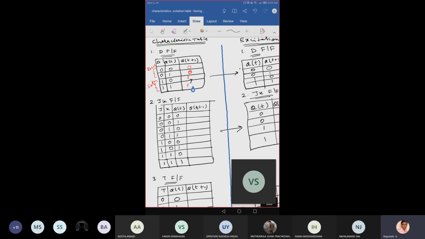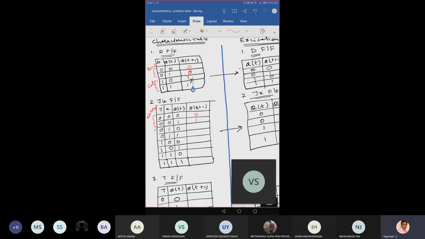Okay. Now, when J and K both are 0, 0, which operation will it perform? No change. So it will perform no change. So no change means what is the value of Q of T plus 1? That is Q of T. Q of T. Am I correct? So this will be 0 and this will be 1.